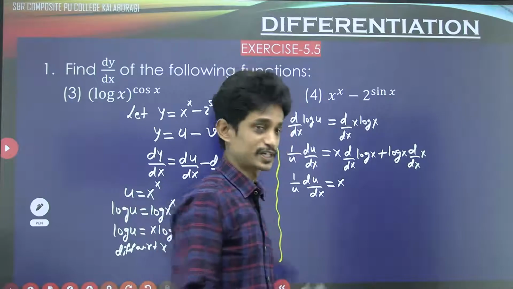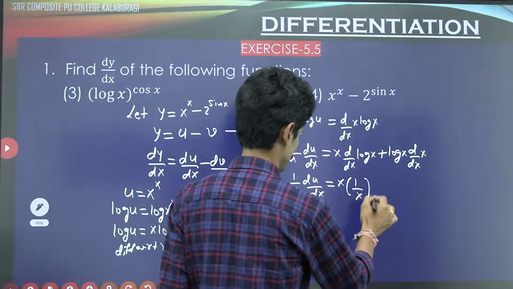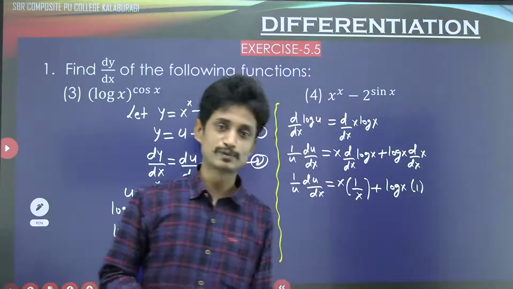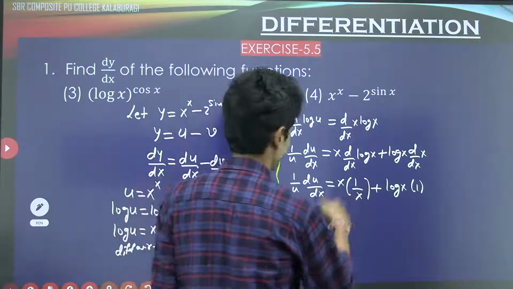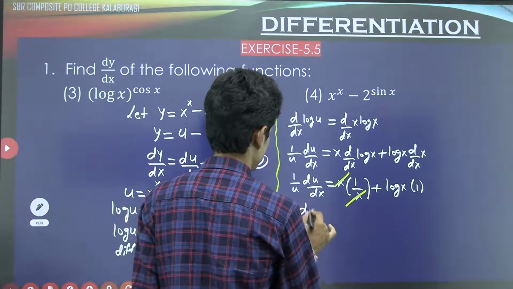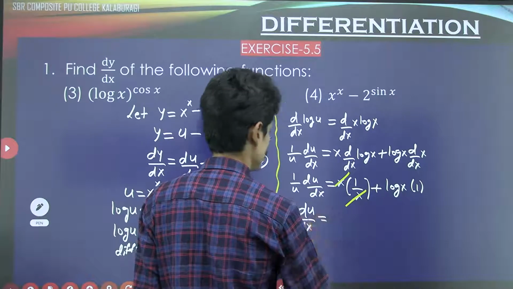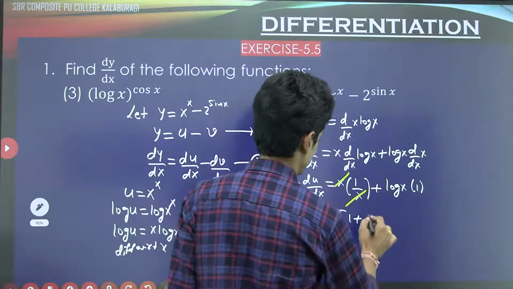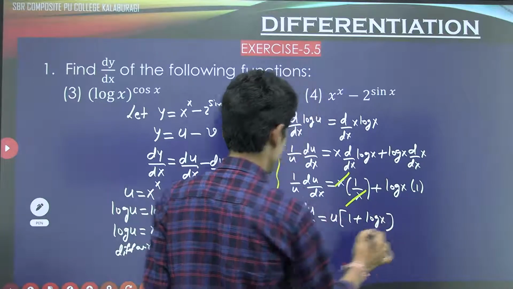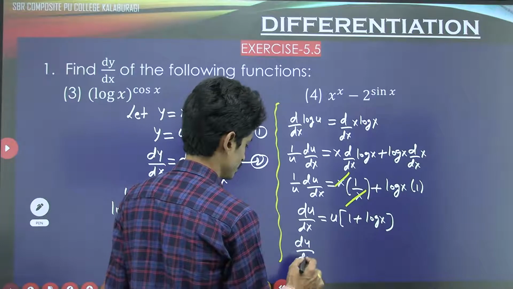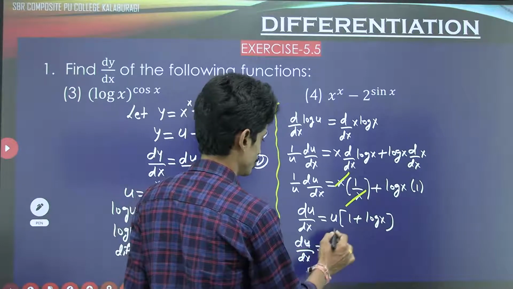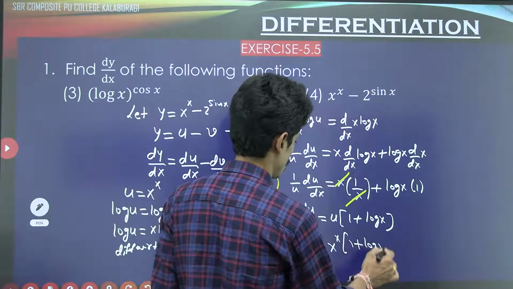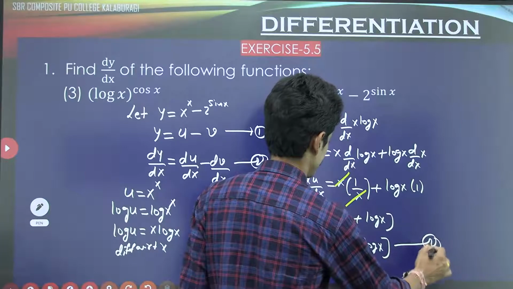What is the derivative of log x? Obviously 1 divided by x. This log x keeping as it is, derivative of x with respect to x will be 1. Next, this x and x will cancel. du divided by dx is equal to u, shifting to the right hand side, u into what remains: here 1, here log x. The final step of du by dx, that will be how much? u is nothing but x power x, inside the bracket 1 plus log x. Close the bracket. Equation number 3.